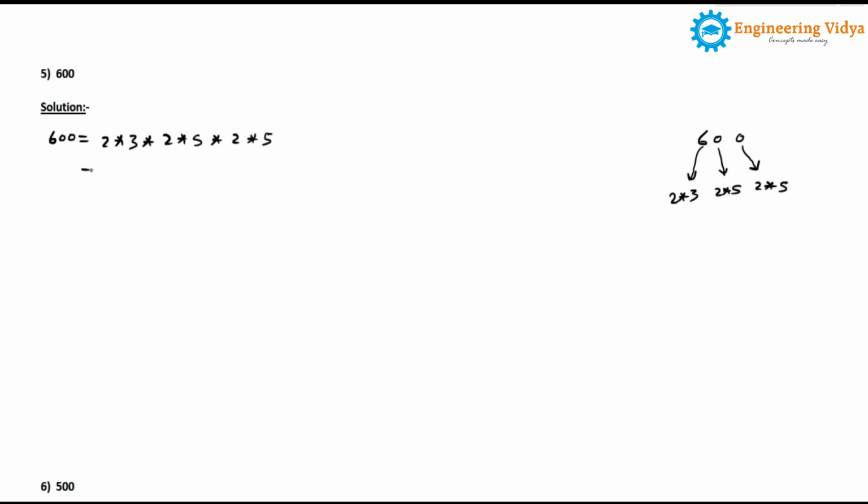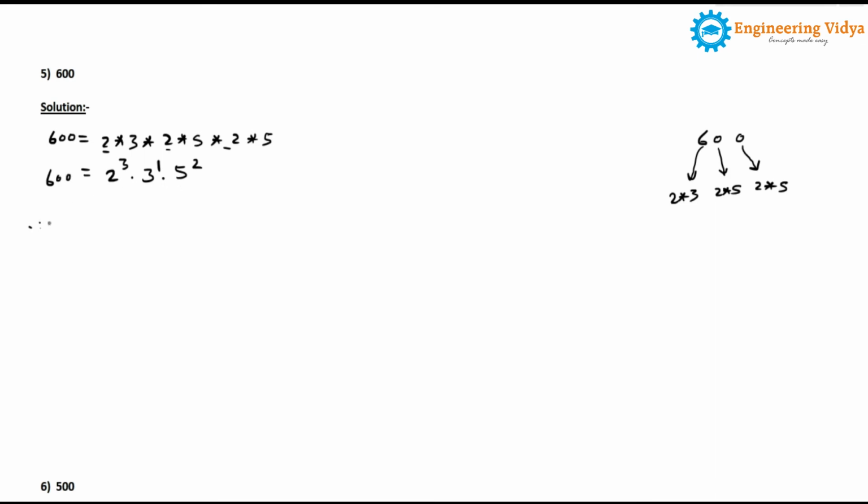Now convert it into standard form. Here 2 is coming 3 times, so the power of 2 will be 3. And here 3 is coming 1 time, so the power of 3 will be 1. And 5 is coming 2 times, right? So the power of 5 will be 2. So here 600 can be written in this form.